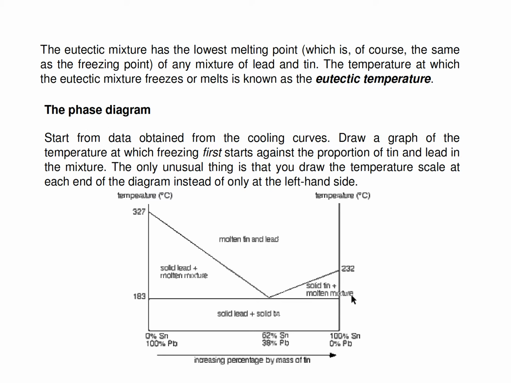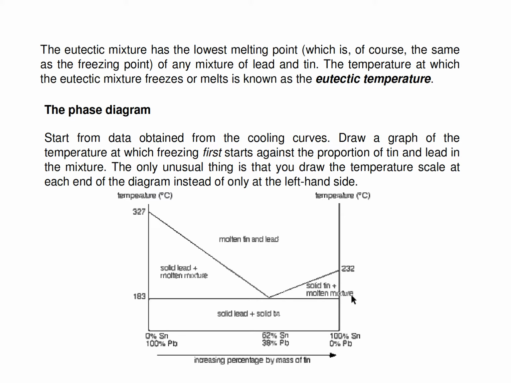And the eutectic mixture has the lowest melting point, which is of course the same as the freezing point of any mixture of lead and tin. And the temperature at which the eutectic mixture freezes or melts is known as the eutectic temperature. Okay, next one is the phase diagram. Start from the data obtained from the cooling curve. Draw a graph of the temperature at which freezing first starts against the proportion of tin and lead in the mixture. The only unusual thing is that you draw a temperature scale at each end of the diagram instead of only the left hand side.